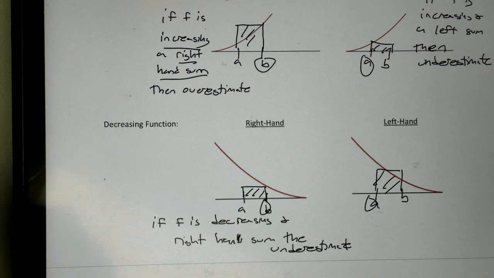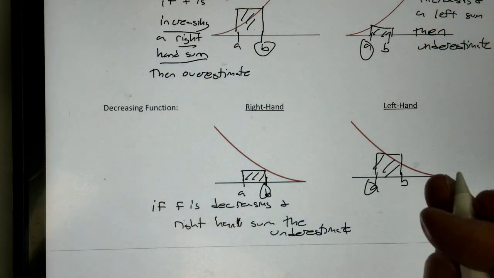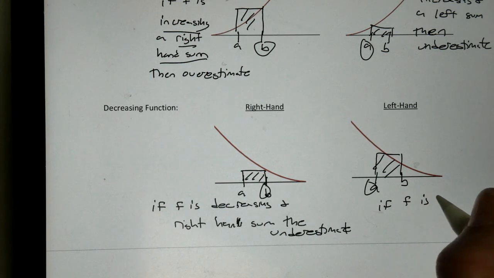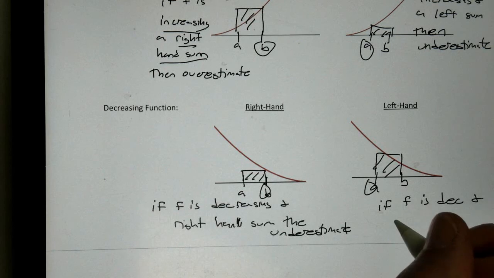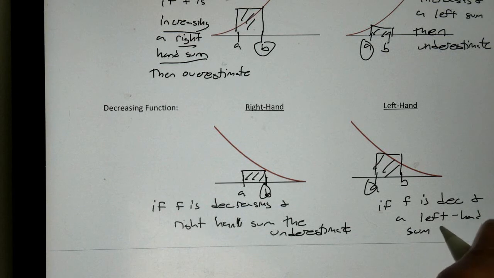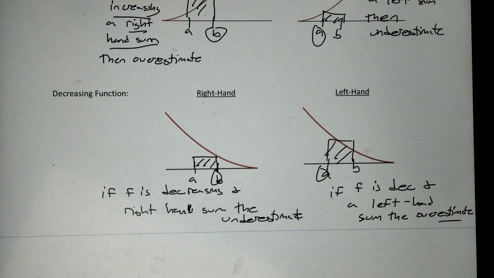So there's actually two things going on. We have to know if it's going to be increasing or if it's going to be decreasing. So if f is decreasing and a left-hand sum, then it's an overestimate. Don't overestimate my powers. Don't underestimate my powers. There we go.